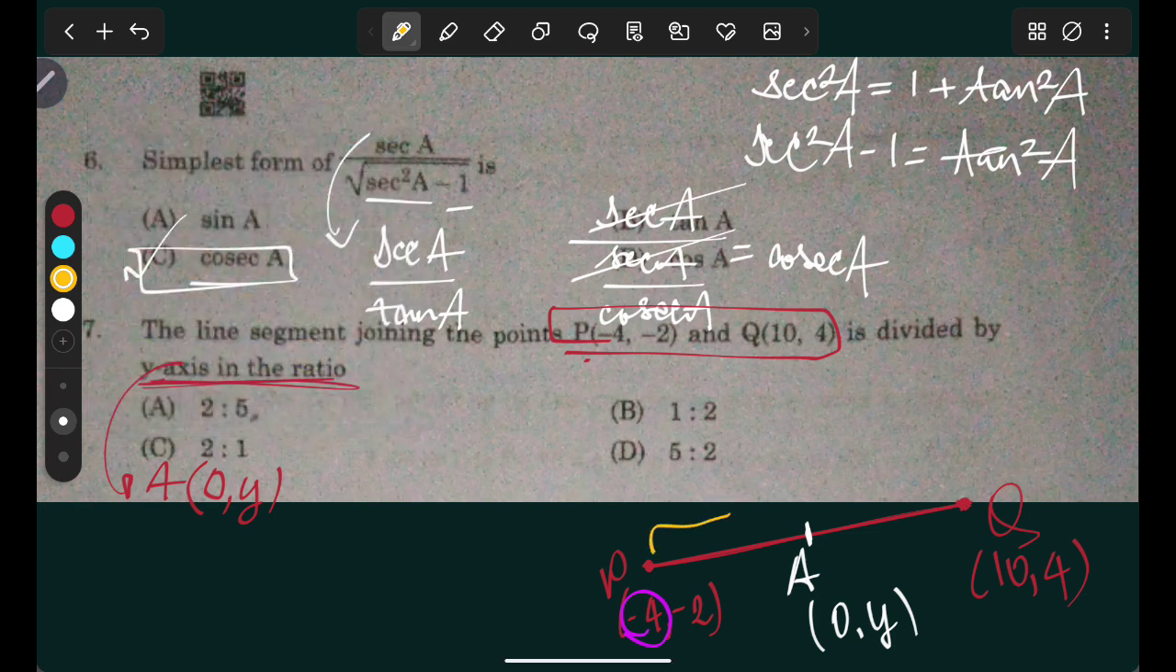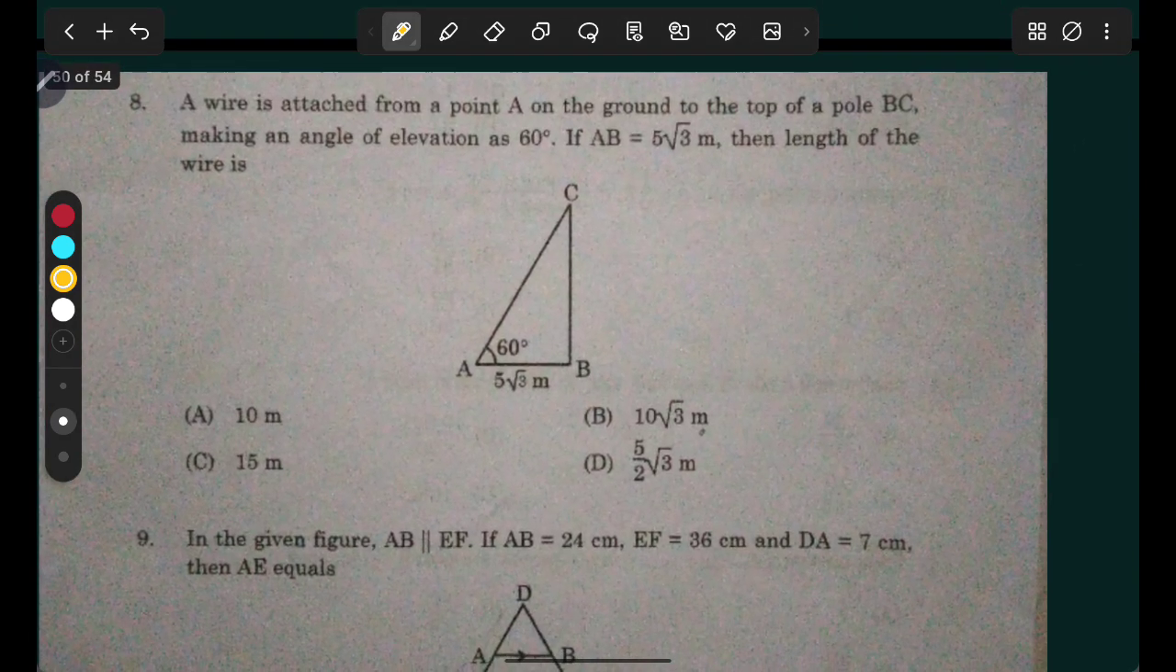See the difference from minus 4 to 0. Minus 4 to 0 is 4 units, and now from 0 to 10 is 10 units. Simplifying, you will get 2:5, and that's the ratio, 2:5. 2:5 is the ratio, option number A. Moving ahead to the question.